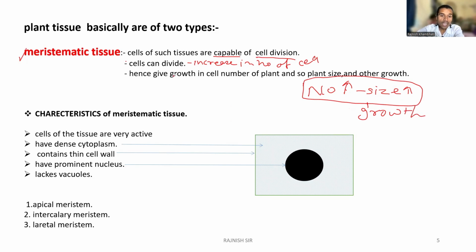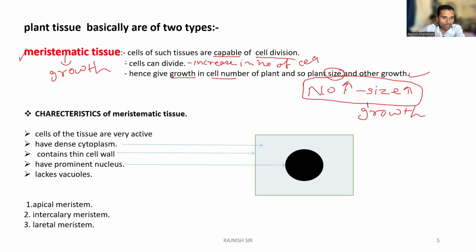So see here, because it is dividing through cell division, it is increasing the cell number, and so it gives rise to the growth of a plant. How? By increasing the cell number and size of a plant, both things will increase, and that is known as growth in the plant. That means meristematic tissue's main character is to give growth. So simple. Let's see the characteristics of meristematic tissue.